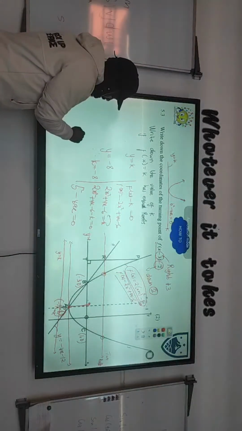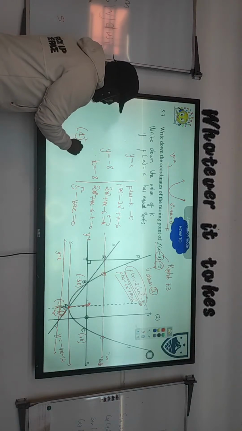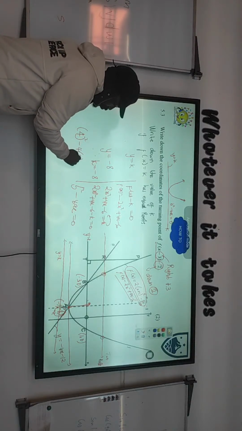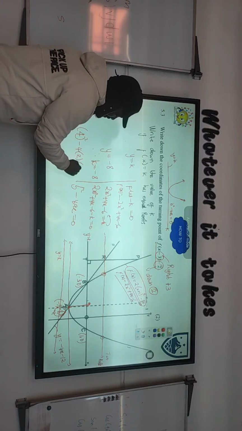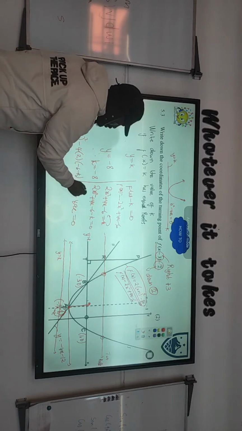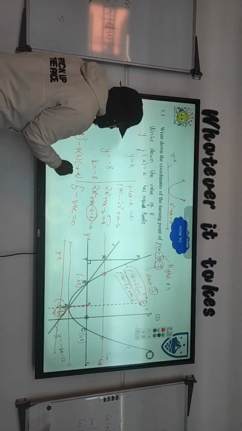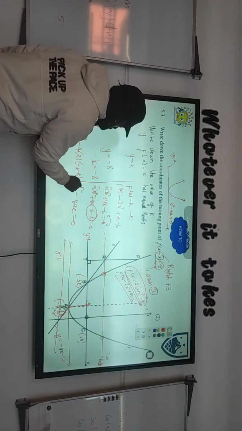So we have 4 squared minus 4, what is a? a equals 2, and c will now be negative 6 minus k, because the whole thing will now be c. And this must be equal to 0.